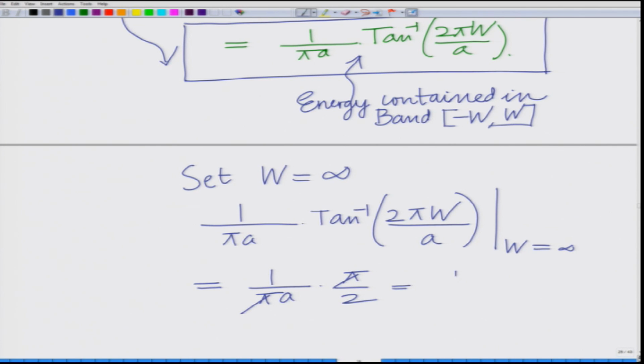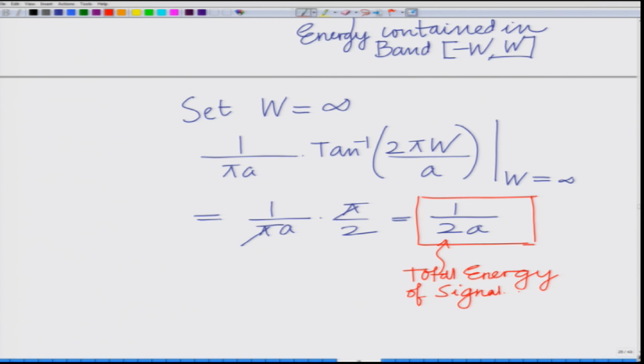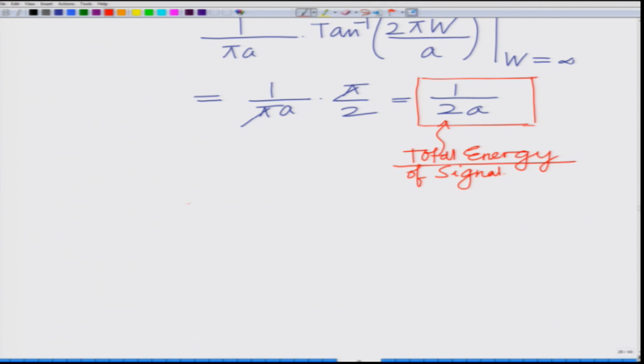So, the pi's go away, this will become 1 over 2 a, and technically this should be the total energy of the signal contained over the entire frequency axis. Is it the total energy of the signal? Let us check. Our signal is x(t) equals e to the power of minus a t u(t).